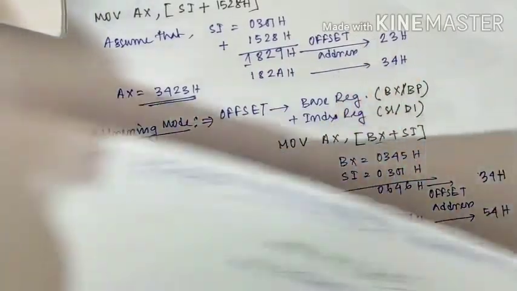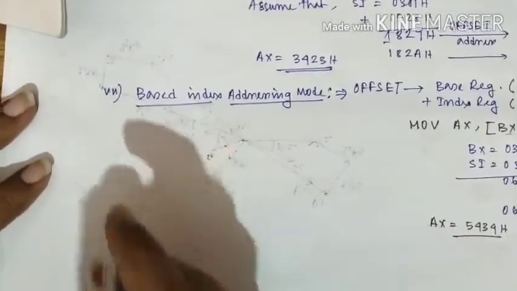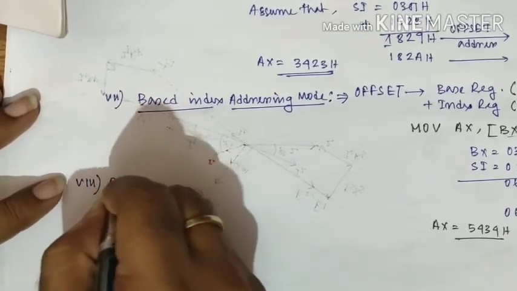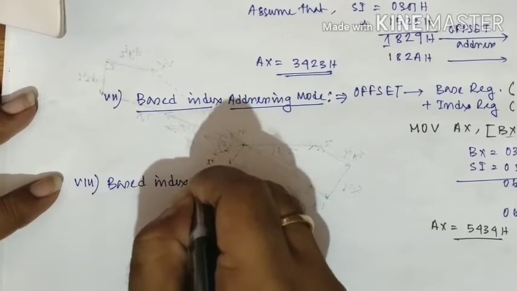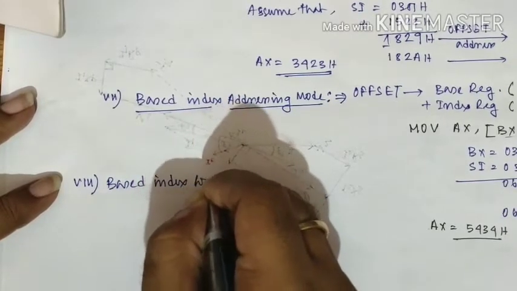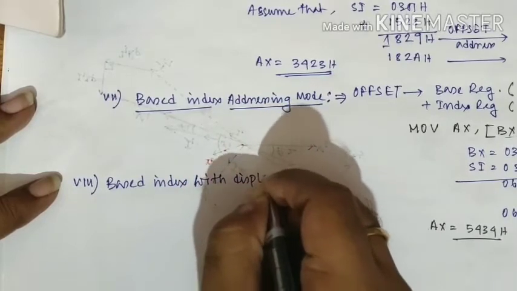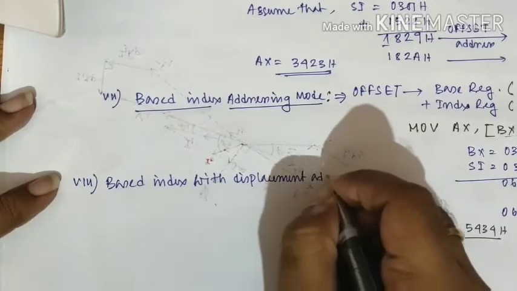So this is called based index addressing mode, where the offset is the combination of base register plus index register. And the last one, number 8. This is called based index with displacement addressing mode.